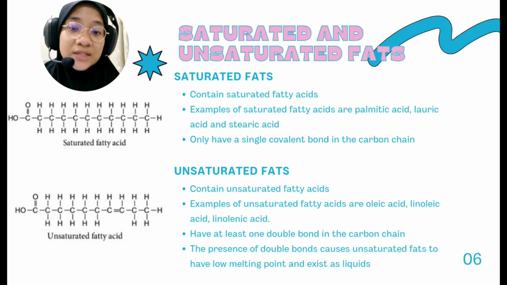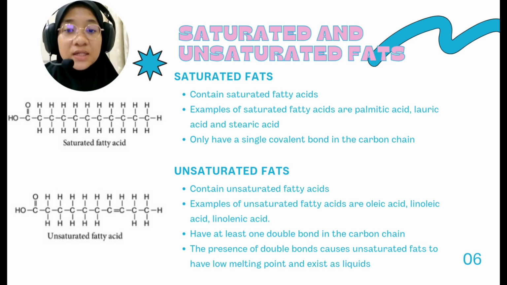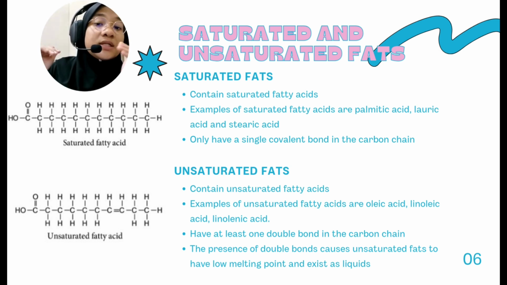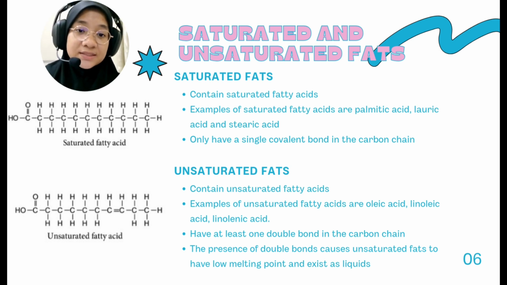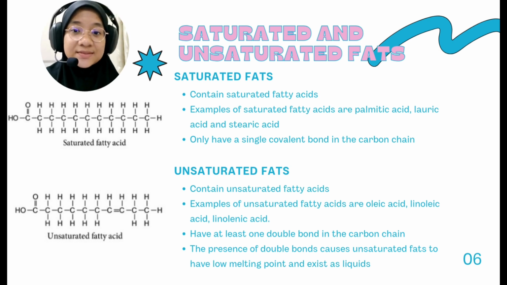So let's move to unsaturated fats. Unsaturated fats contain unsaturated fatty acids. Some examples of unsaturated fatty acids are oleic acid and linoleic acid. In unsaturated fats, there is at least one double bond in the carbon chain. As you can see down there, that is the carbon chain of an unsaturated fatty acid. The presence of a double bond causes unsaturated fats to have a low melting point and exist as liquids.